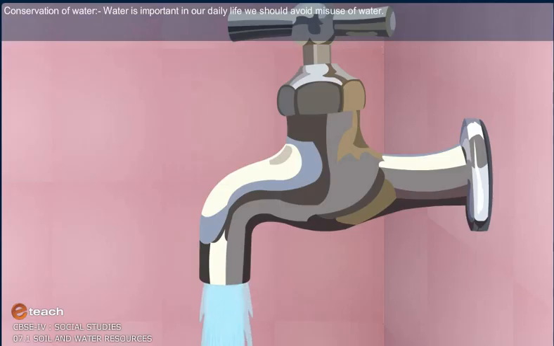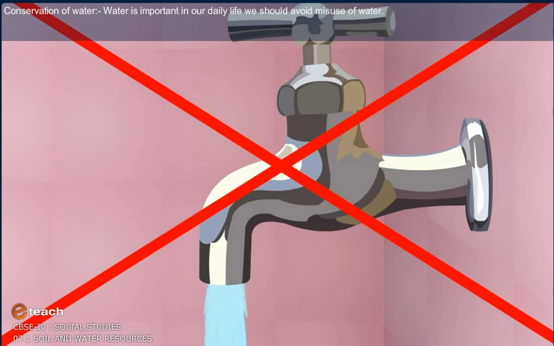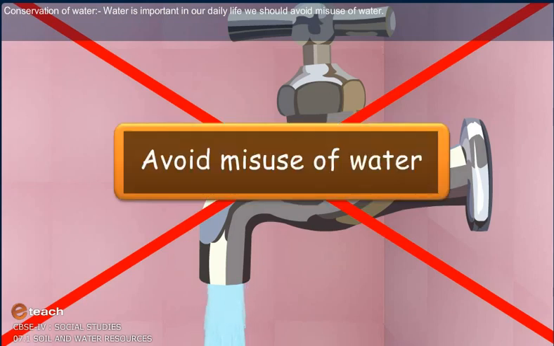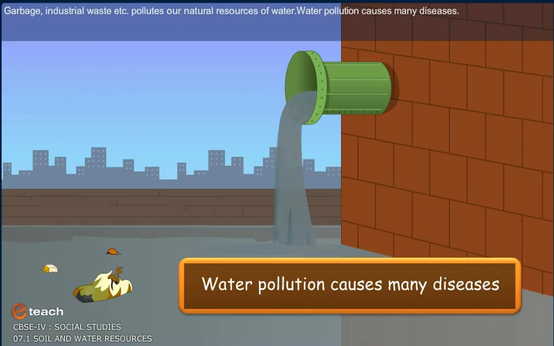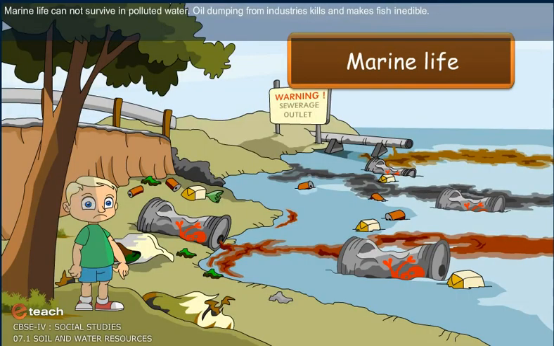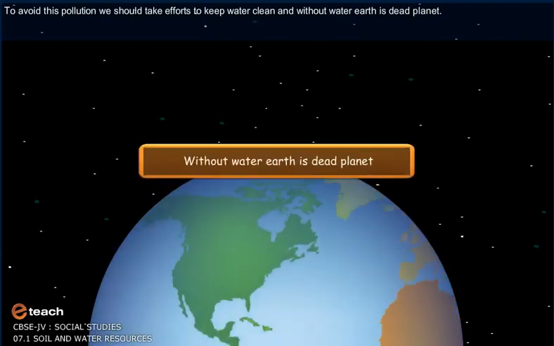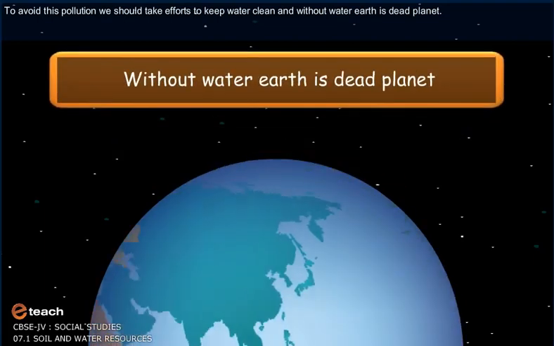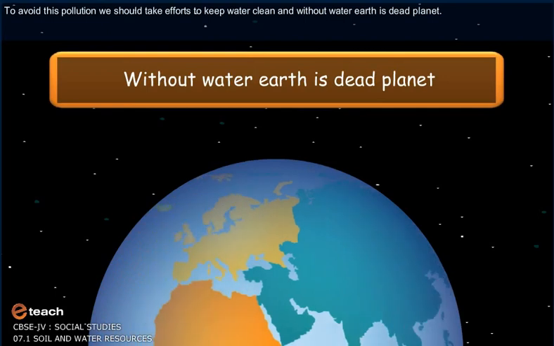Water is important in our daily life. We should avoid misuse of water. Garbage, industrial waste, etc. pollute our natural water resources. Water pollution causes many diseases. Marine life cannot survive in polluted water. Oil dumping from industries kills fish and makes them inedible. To avoid this pollution, we should take efforts to keep water clean, as without water, Earth is a dead planet.